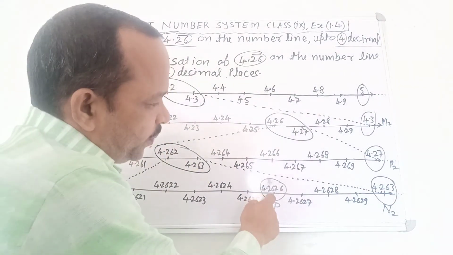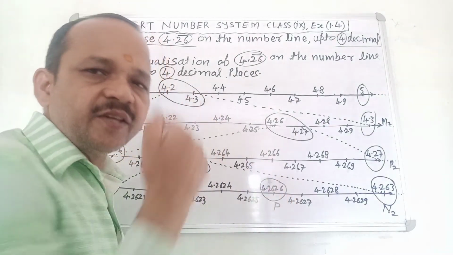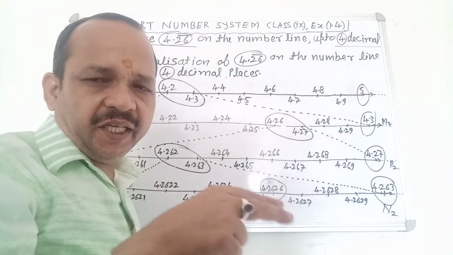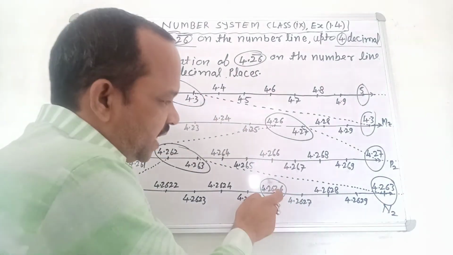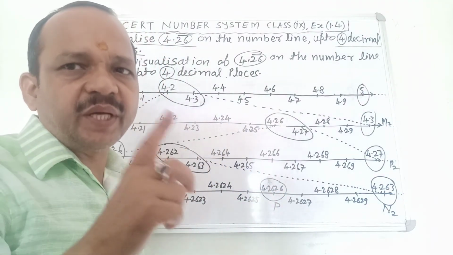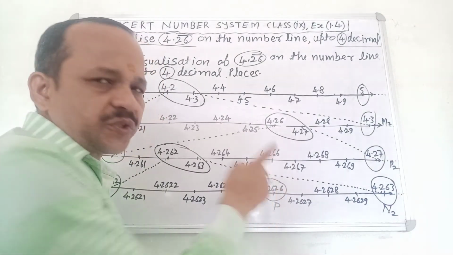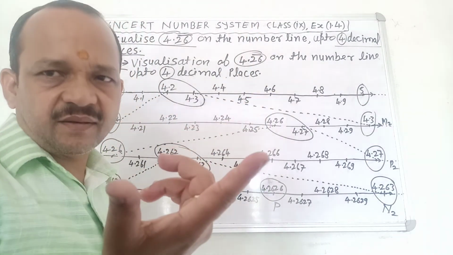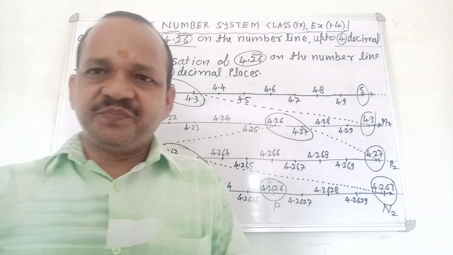Here 4.2626 is your answer. It is till 4 decimal places. You find your answer very easily. It means 4.2626 means 4.26 bar.